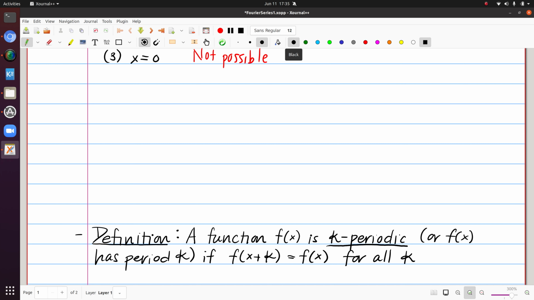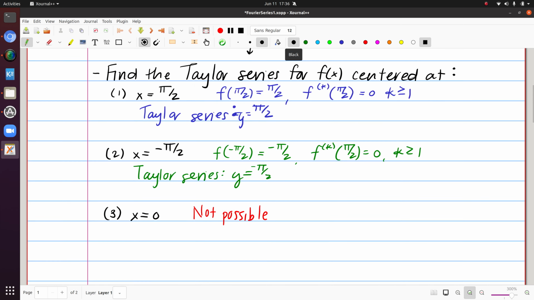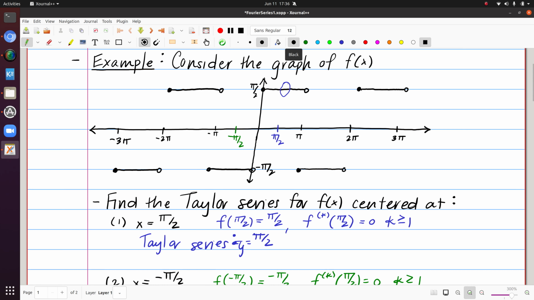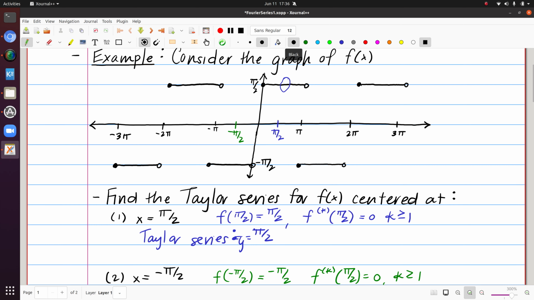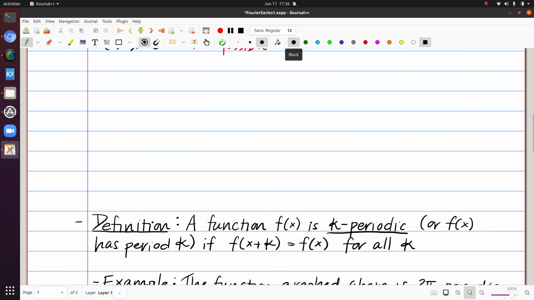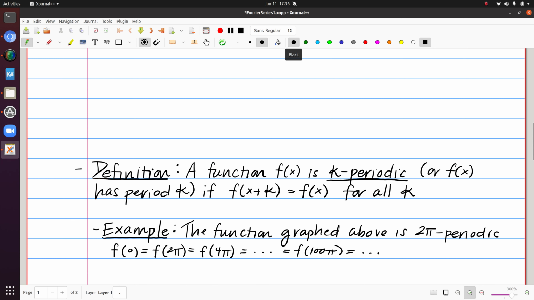And in terms of the wording there, we can say that f of x is k periodic, or we might instead say f of x has period k. Those things are equivalent. So if you think about the example we graphed above, that function is 2π periodic. So thinking about the definition, that would mean that if I take f of 0 and think of that as my x value, f of 0 plus 2π should equal f of 0. Likewise, f of 4π should equal f of 2π, and therefore equal f of 0.